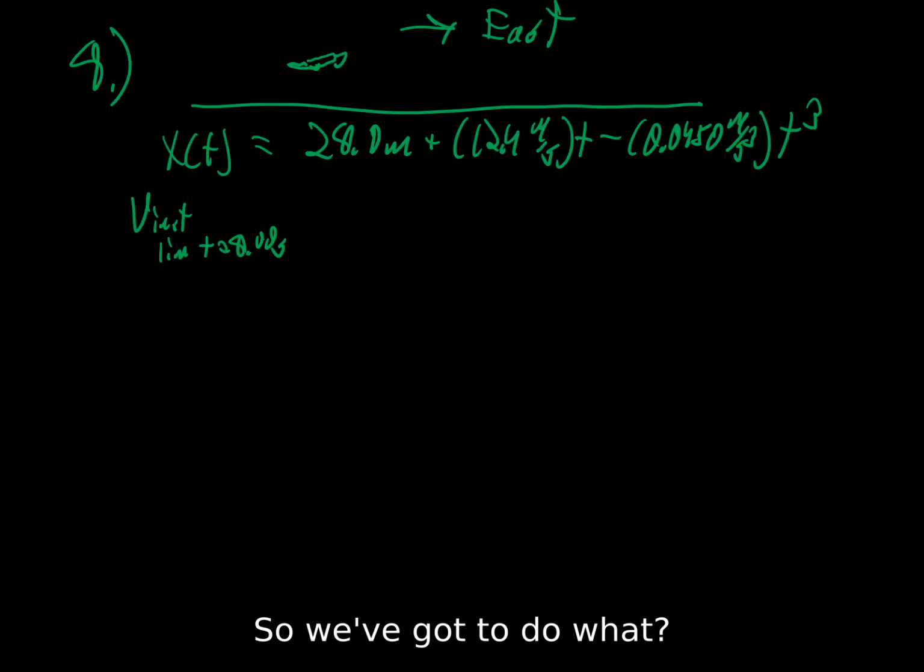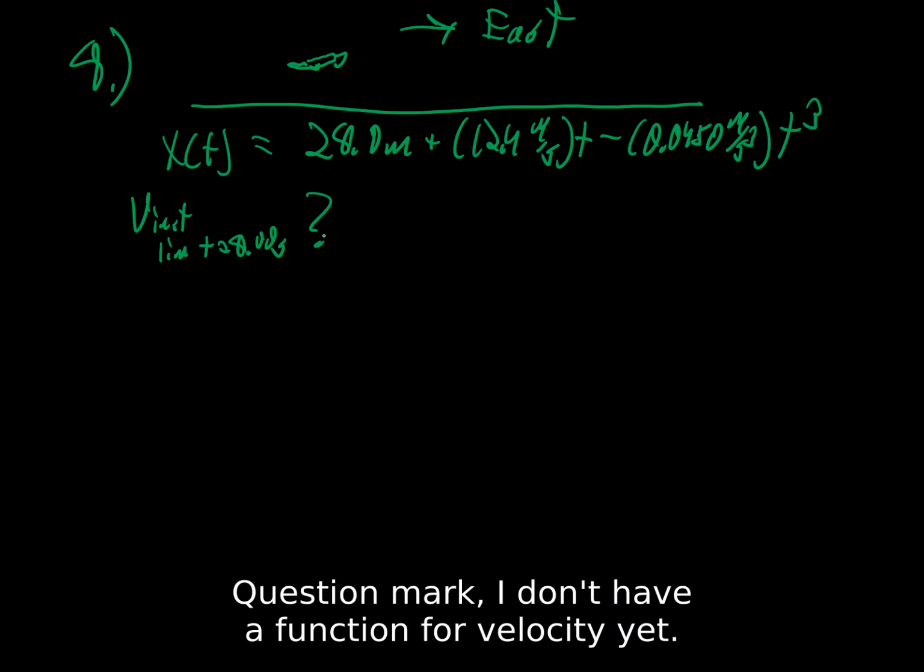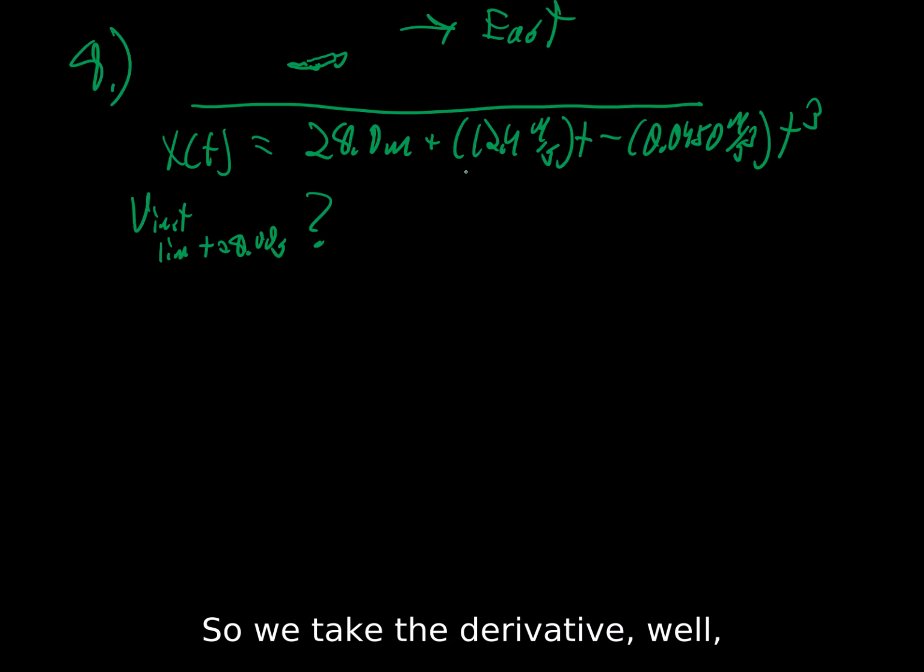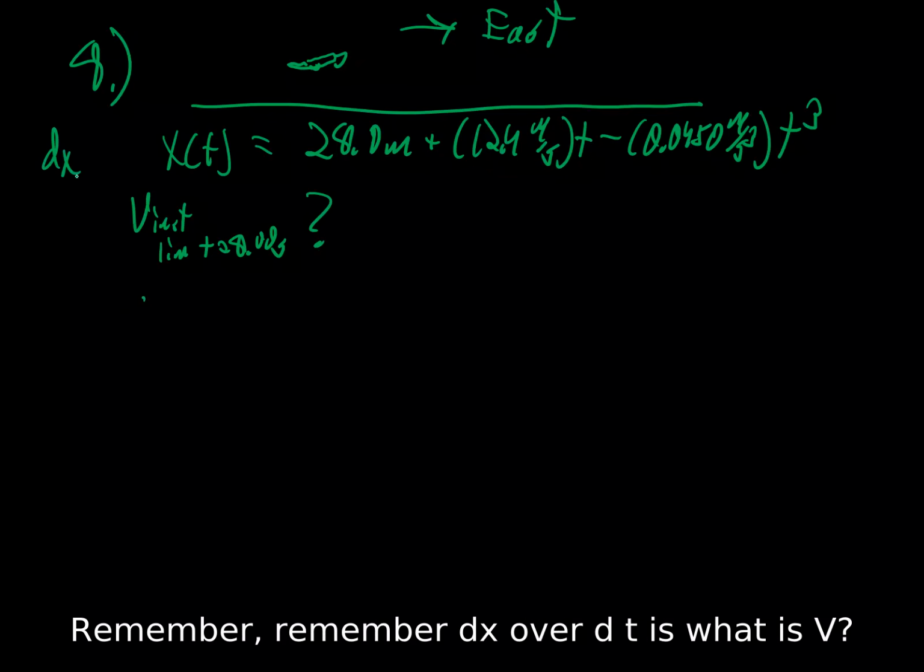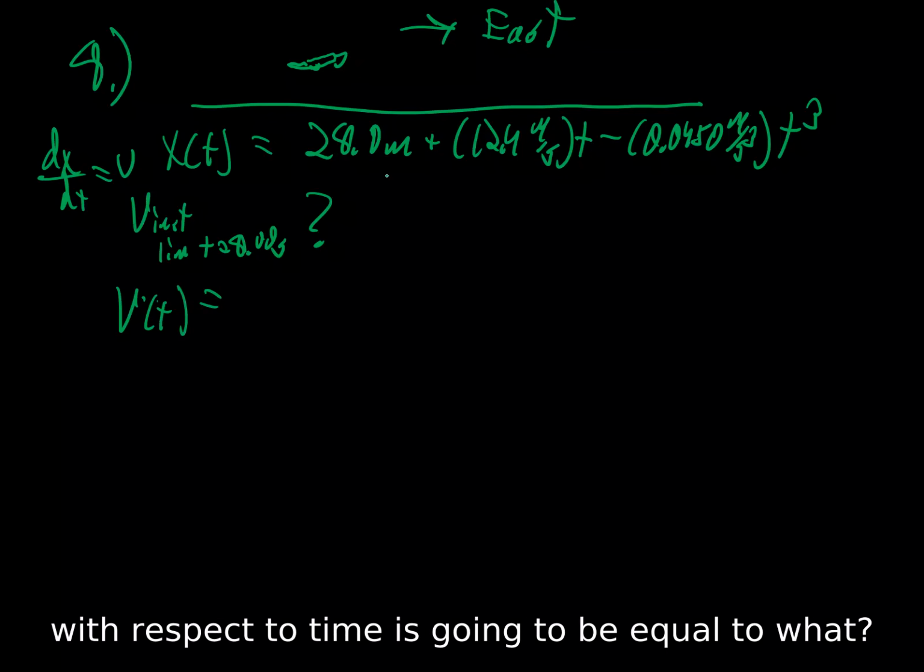So we've got to do what? Take the derivative. Well, how'd you know? Well, look, it's asking for instantaneous velocity. I don't have a function for velocity yet, so we take the derivative. Well, we know that dx over dt is v. Okay? So the velocity equation with respect to time is going to be equal to what?